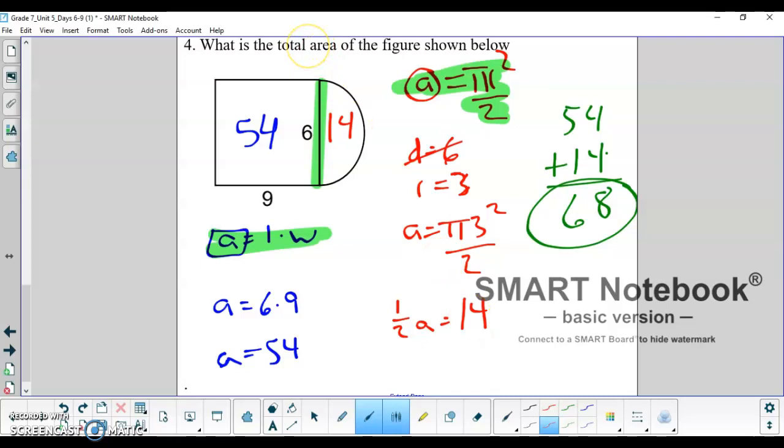But since it wants the total area, I have to combine the two shapes' areas. So 54 plus 14, I did it over here in green, and got a final answer of 68. So at this point, make sure your warm-up's all complete and you have all the good answers on there, and get ready to take some notes in your notebook.